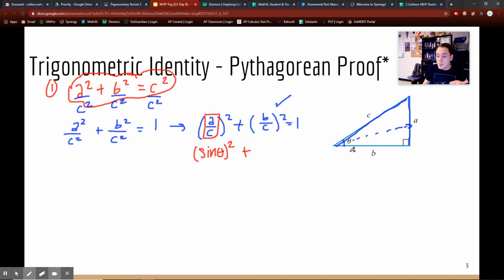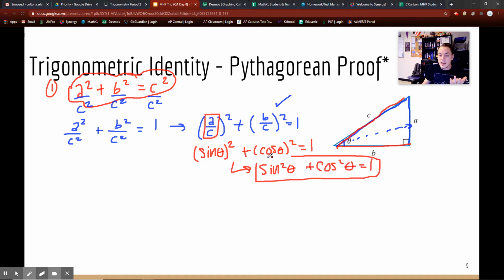Now what is b over c? B over c is the adjacent side over the hypotenuse, right? That's cosine. So b all over c of this theta is actually cosine squared and then equals 1, which of course reduces down to sine squared theta plus cosine squared theta equals 1. This is my Pythagorean identity.